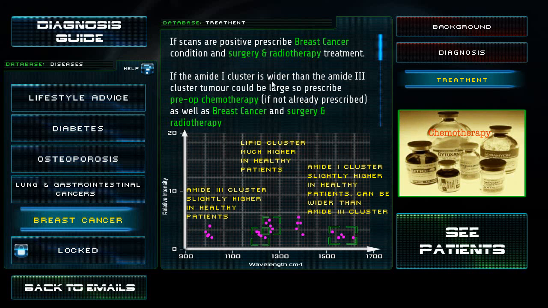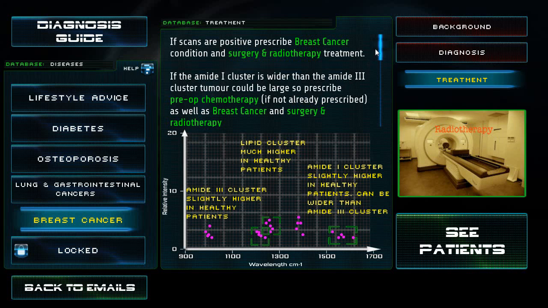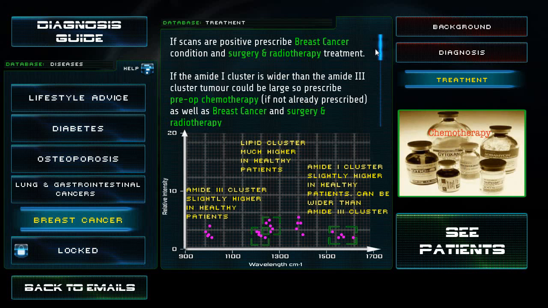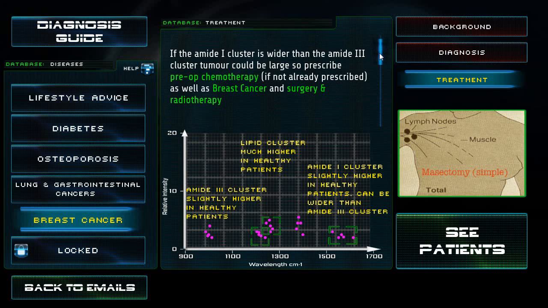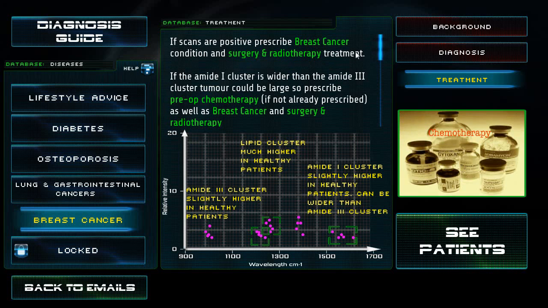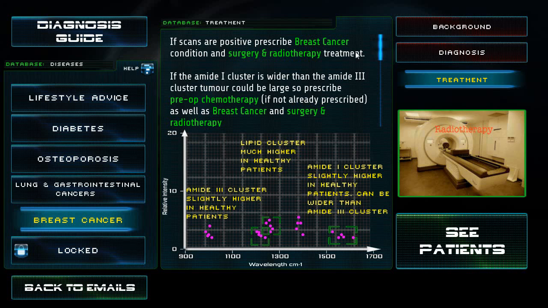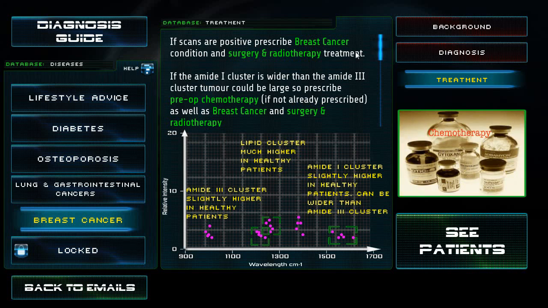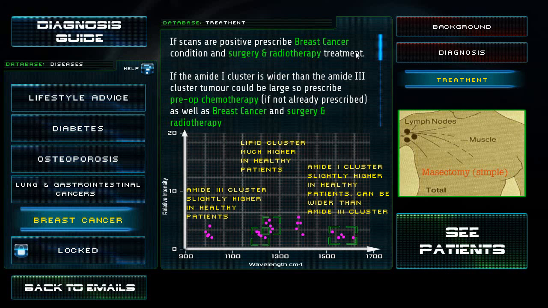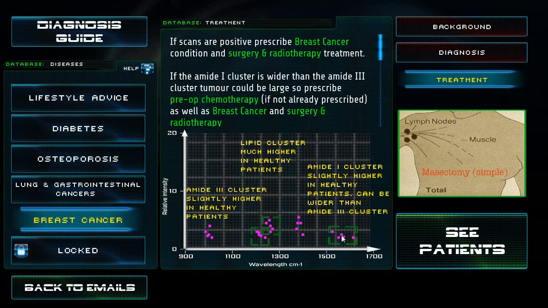If the 1 cluster is wider than the 3 cluster, tumor could be so large, so prescribe pre-op. What? If not already prescribed, as well as breast cancer and surgery chemotherapy. So, oh my god, how am I going to even remember that? Okay. Well, I'm going to have to write something down so that I remember we also have to do pre-op chemo, as well as the surgery and radiotherapy. I mean, that is going to make that take so much longer. That is going to be horrific.